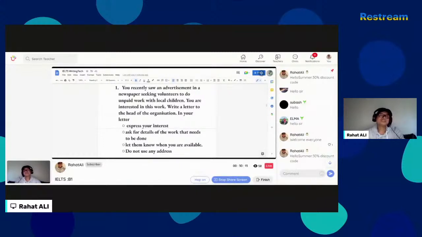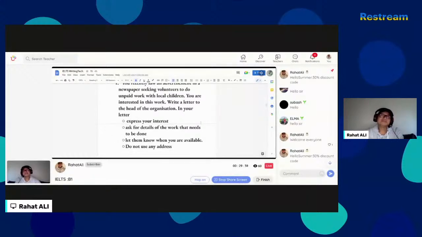So it is a job advertisement for volunteers, and as you can see, an unpaid job with local children, and you don't know what kind of job it is. I don't know what the criteria are. You don't know what the working hours are. You also don't know whether there will be a paid break or unpaid break, and if the company covers any lunch.